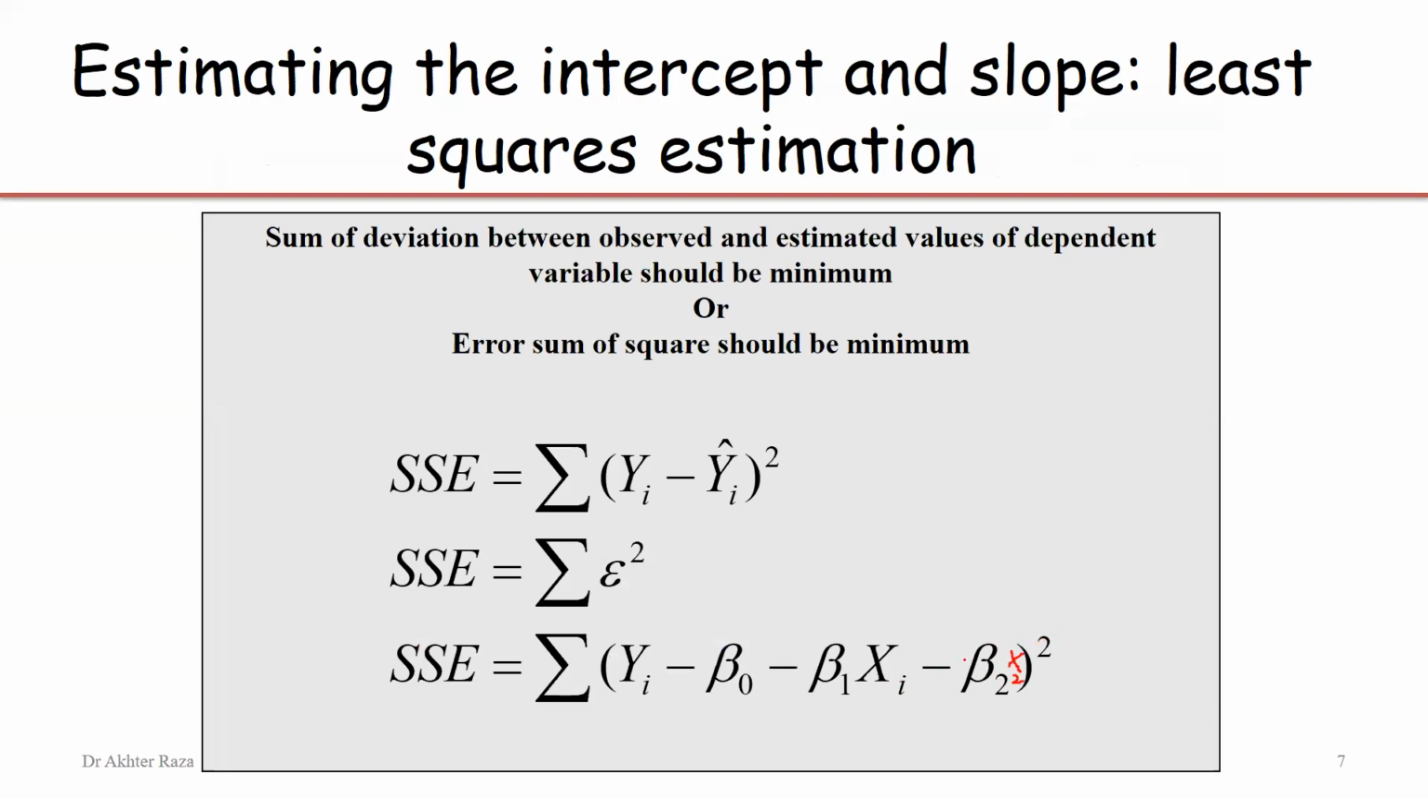Now differentiate with respect to beta naught, equate to 0, and you will get one equation. Differentiate with respect to beta 1, equate to 0, and you will have the second equation. Differentiate with respect to beta 2, equate to 0, and you will have the third equation. If you solve these three equations simultaneously, you will get the three unknowns. So this is the entire method.